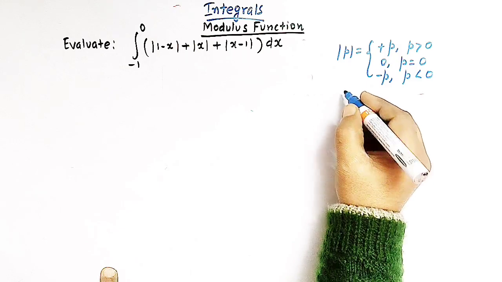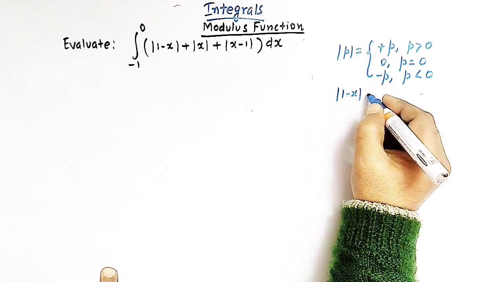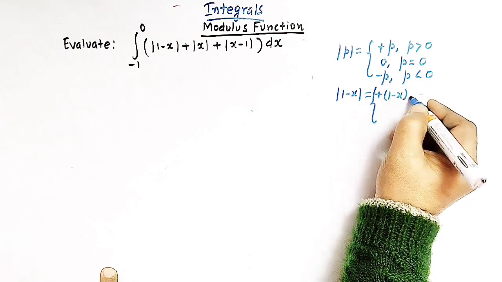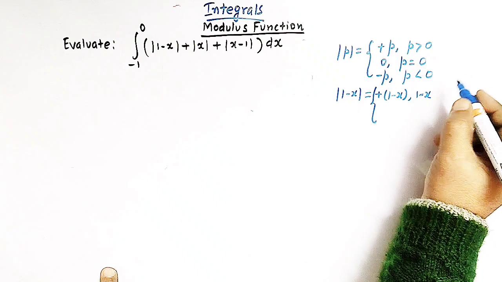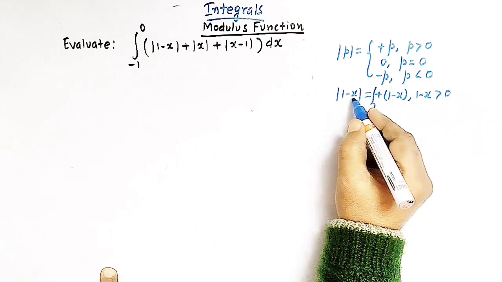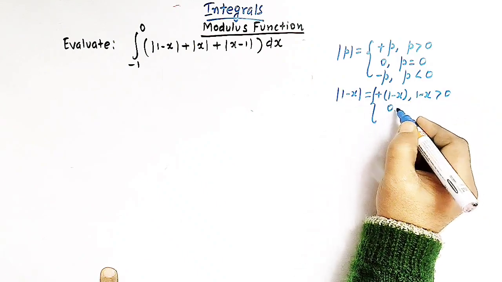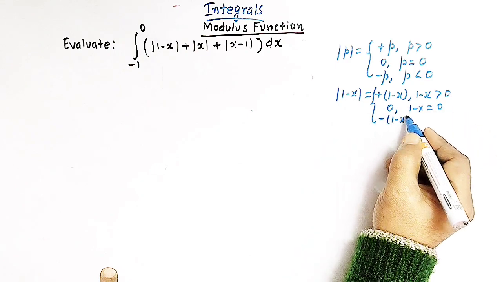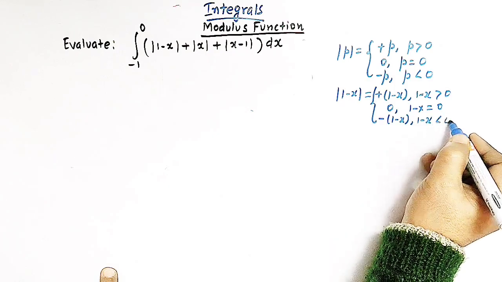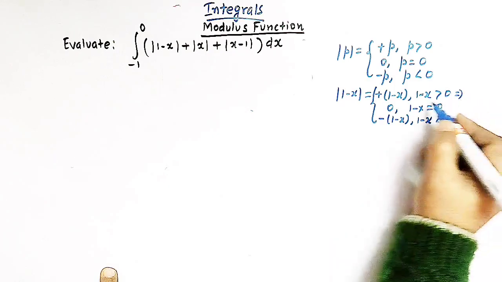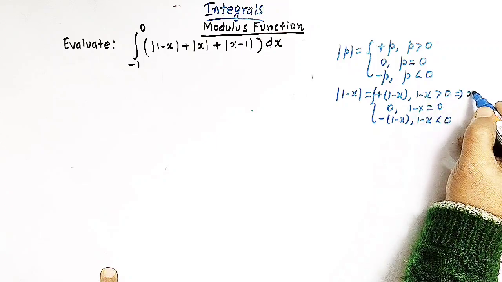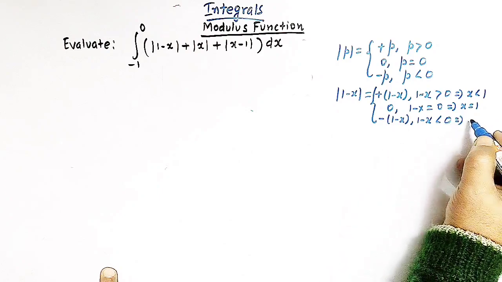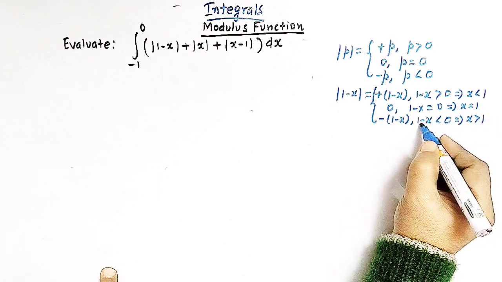So here we have first mod of 1 minus x. So mod of 1 minus x is positive 1 minus x whenever 1 minus x is greater than 0, and mod of 1 minus x is 0 whenever 1 minus x is equal to 0, and this is negative of 1 minus x whenever 1 minus x is less than 0, right? So from here we can see that x is less than 1, from here x is equal to 1, and from here x is greater than 1, right?